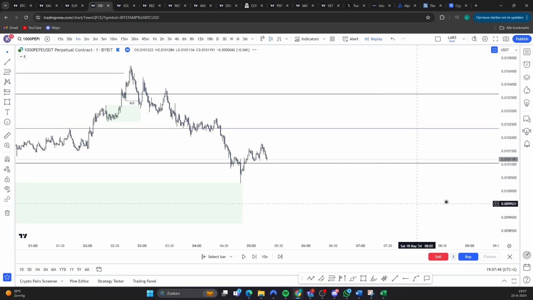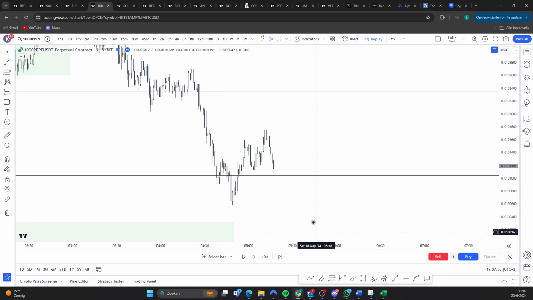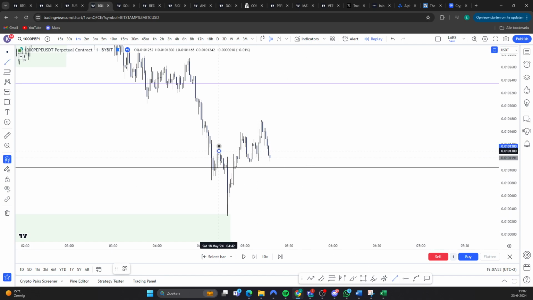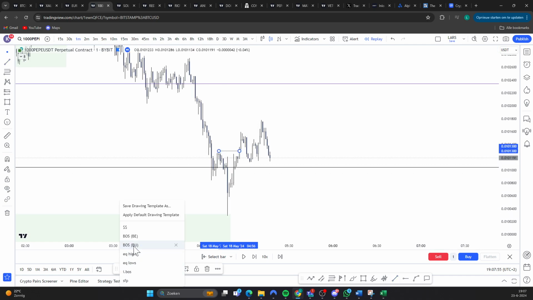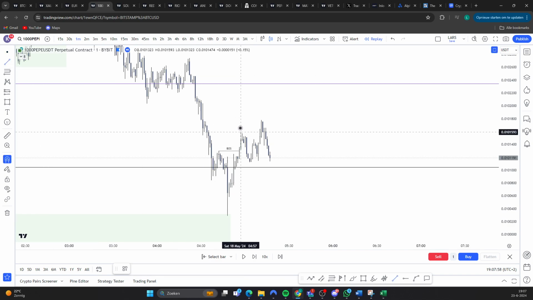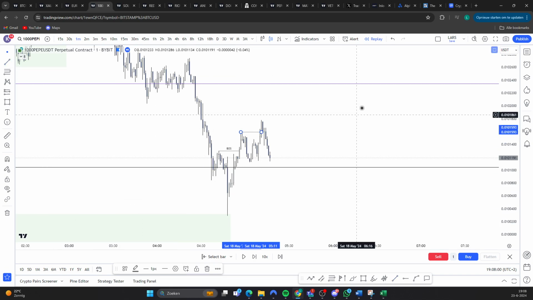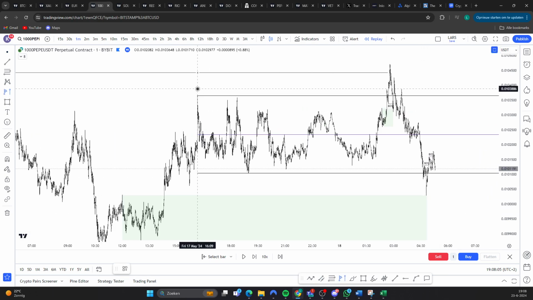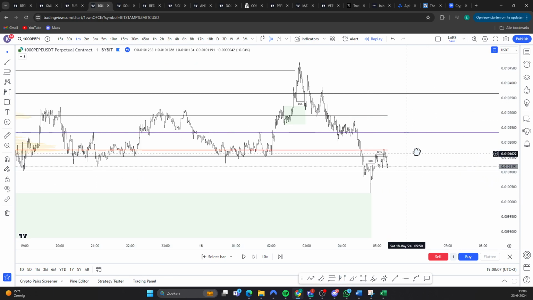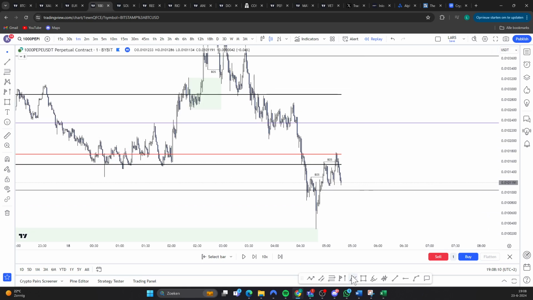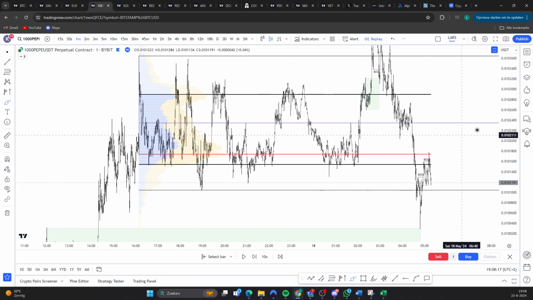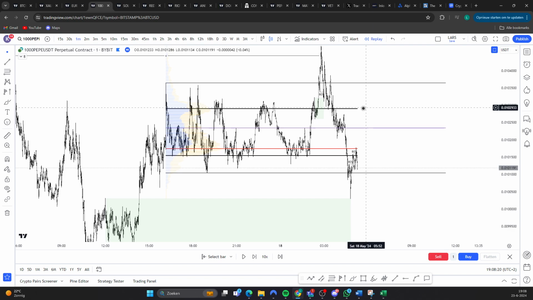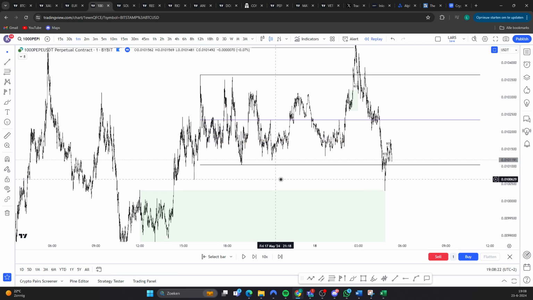Do we have structure? Yes, we do. Kind of breaking it twice, but that second break isn't convincing at all. Oh, look at that. No, that's not what you want. You don't want to see this rejection if you have a second break rejecting from volume area low and POC. That is not something you want to see.